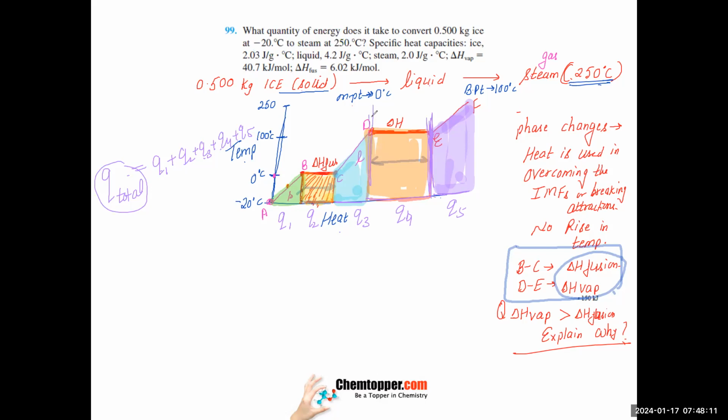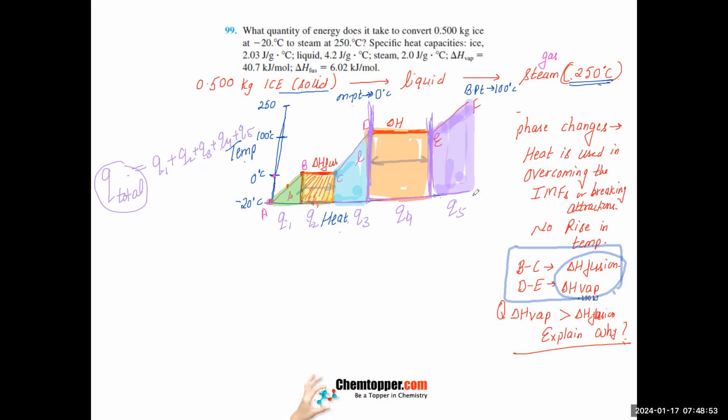Or they will ask up to here. Then you have to make the heating curve up to this level only. They will say 100 degrees, but it is liquid. Then you stop here and calculate Q1, Q2, Q3. If they say, calculate the amount of heat when all the solid water is converted into liquid, then only this much. Stop at C. So you can stop anywhere, depending upon what they are asking in the question.